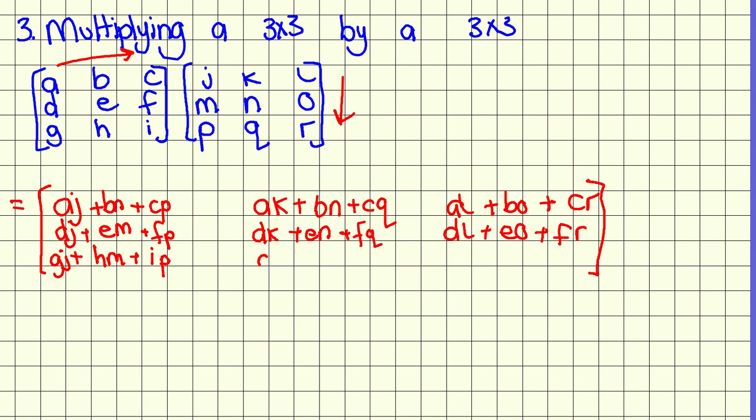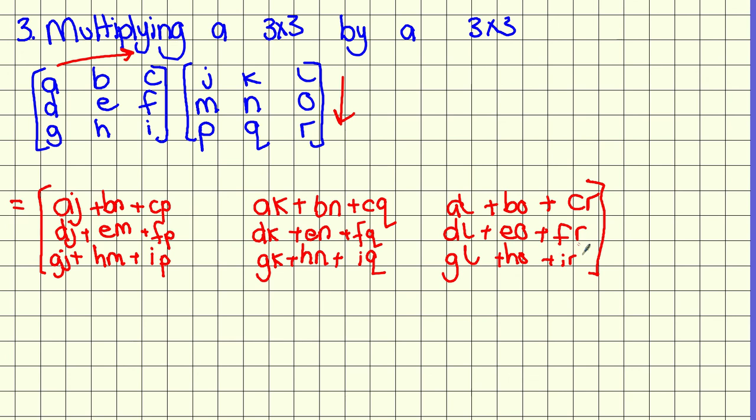Right, the GK, along and down, HN, along and down, IQ. Last one, GL, along and down, HO, along and down, IR. Okay, obviously you would just tidy this up if you're multiplying a 3 by 3 by a 3 by 3. Okay, so that's how you would do that.